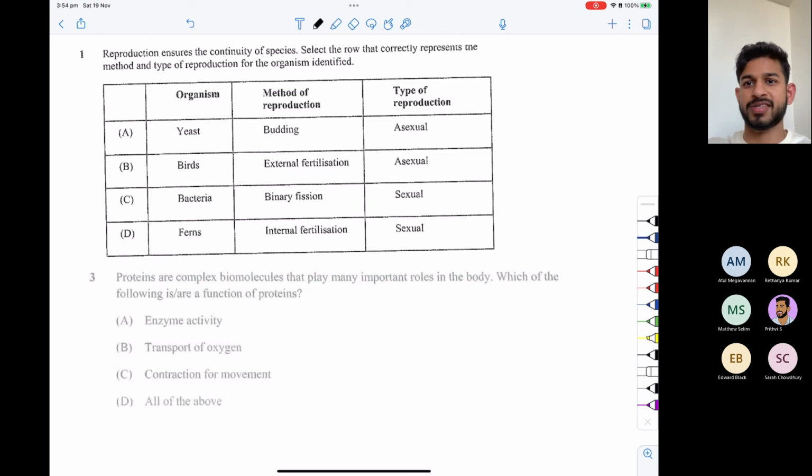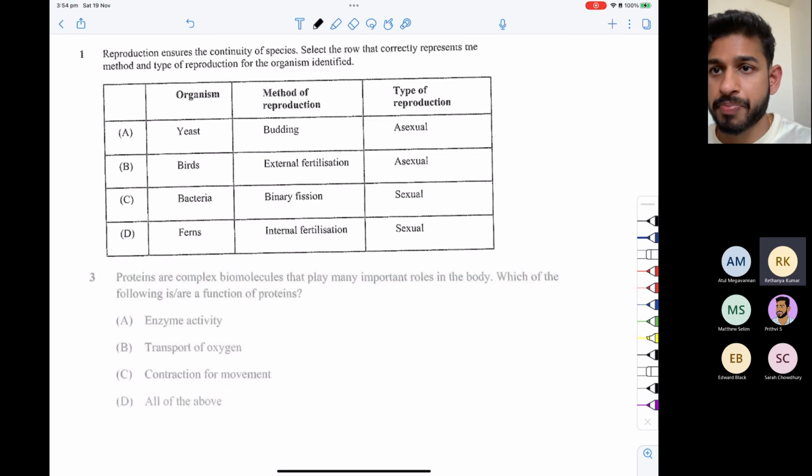Good. All right, right when I said it. Britannia, take us through question 1. What's your answer and why? A. Because yeast undergoes budding, and budding has no genetic variation, so it's asexual.